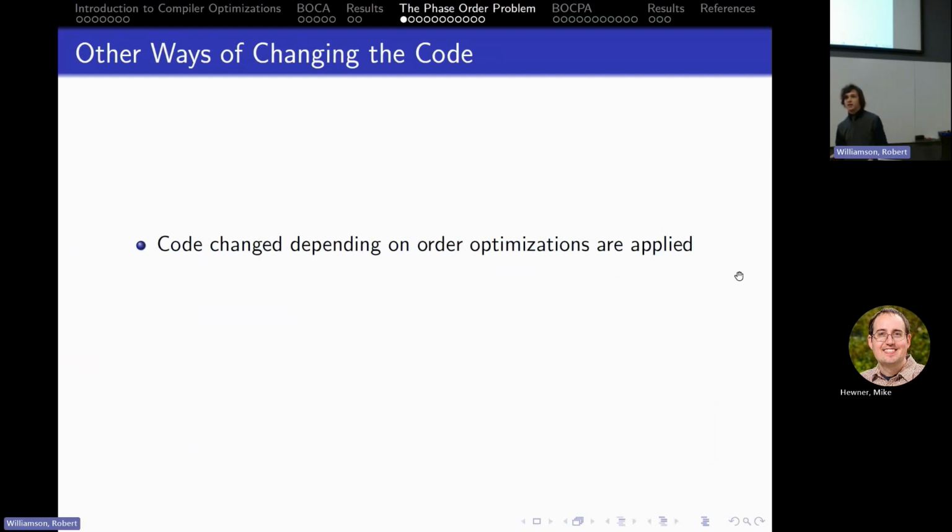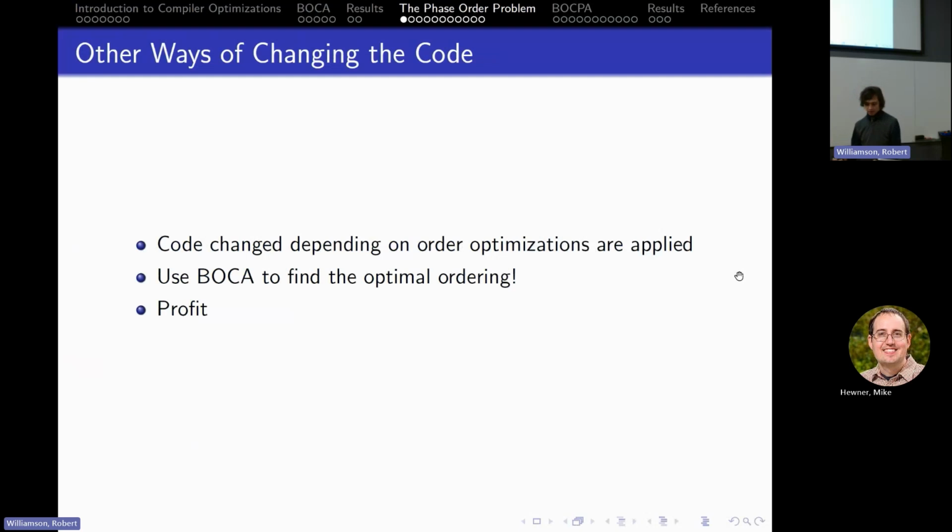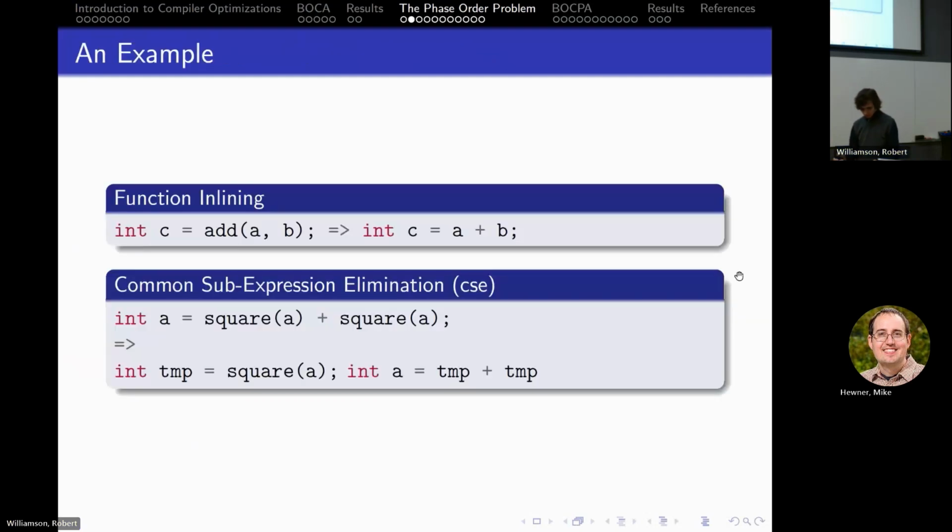So this is not the only way to change the source code by enabling optimization flags. It also depends on the order these optimizations are applied. So if we can change the order, then we can use BOCA to find the optimal ordering, and then hopefully we can get an improved runtime from that.